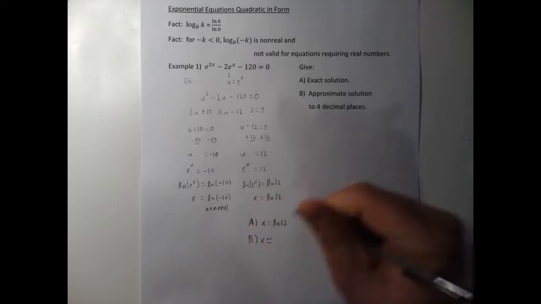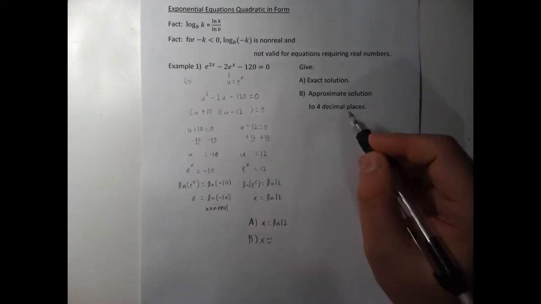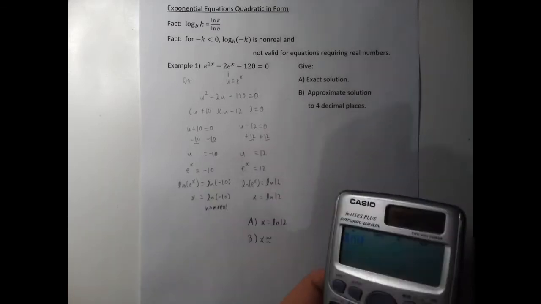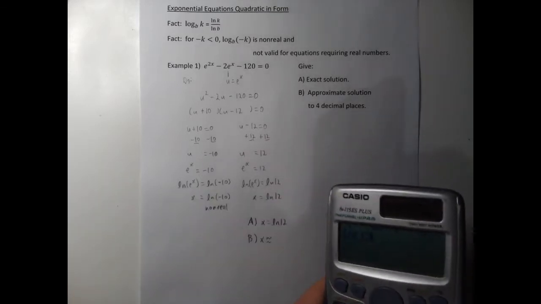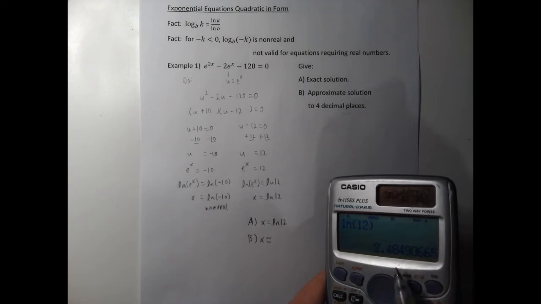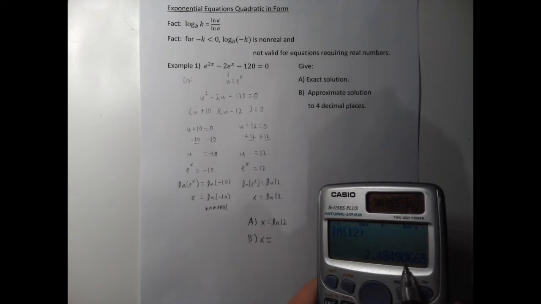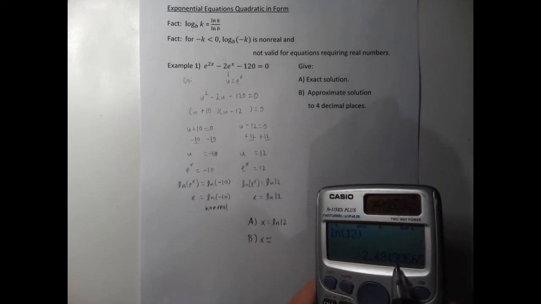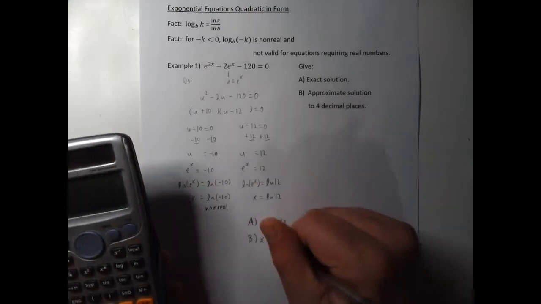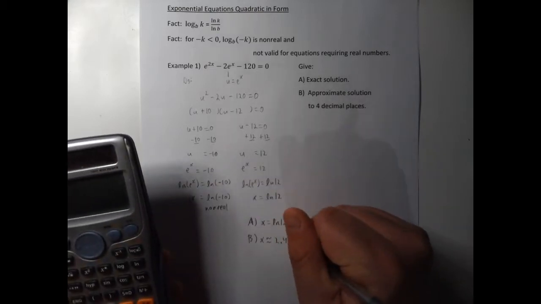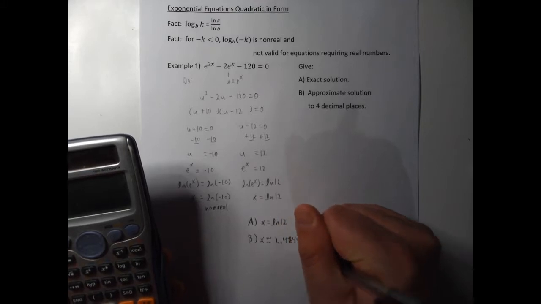I also want a solution rounded to 4 decimal places. So the natural log of 12 is that number. It says round to 4 decimal places. That's the 4th decimal place. The next digit is less than 5, so we're going to stay at 2.4849. So 2.4849.